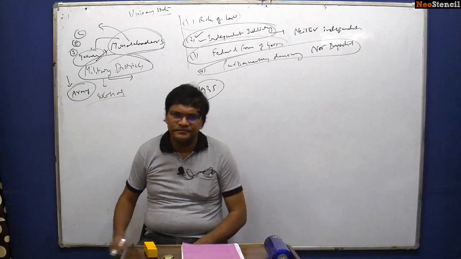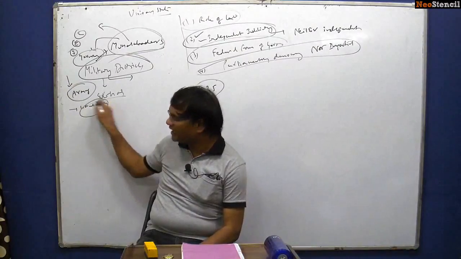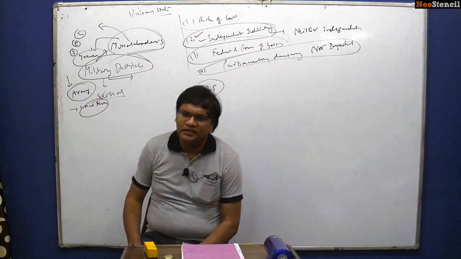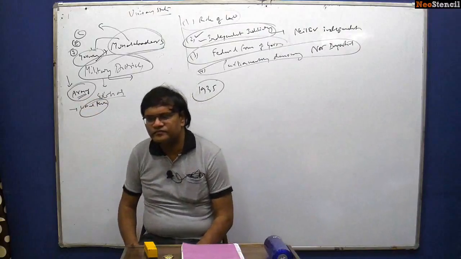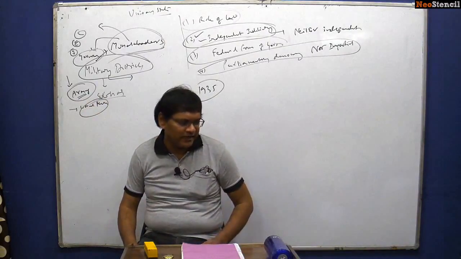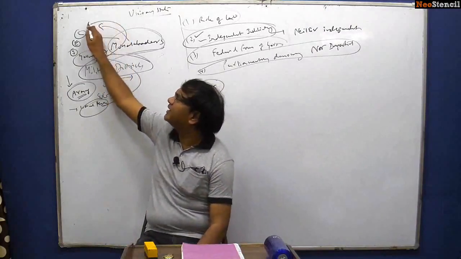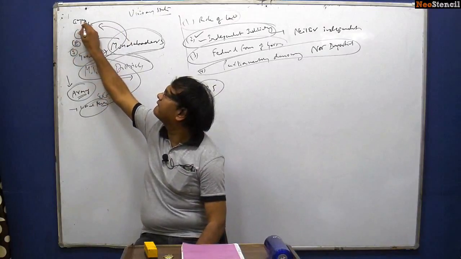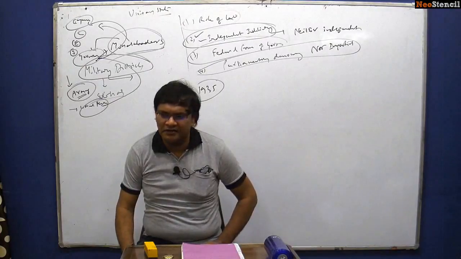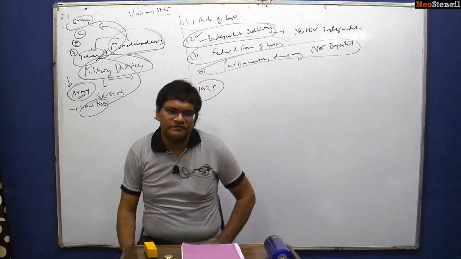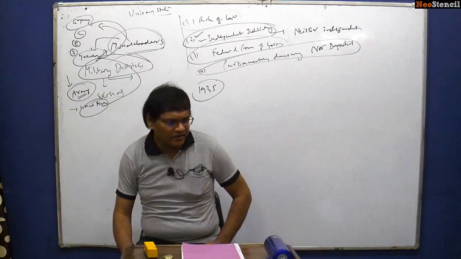What are they expected to do? They must collect land revenue, and keep a certain portion with them to maintain the army. The rest of the money would be sent to the governor, and the governor would send it back to the emperor. That is the administrative and financial arrangement during the Mughal times.